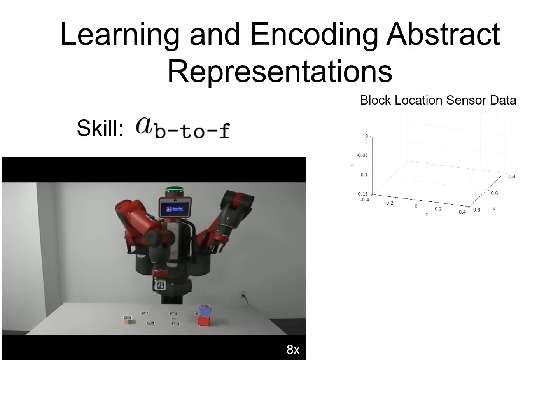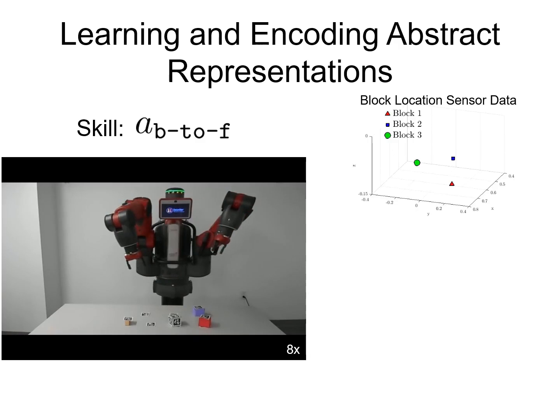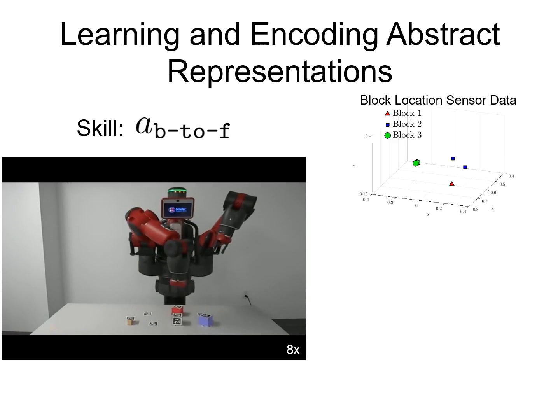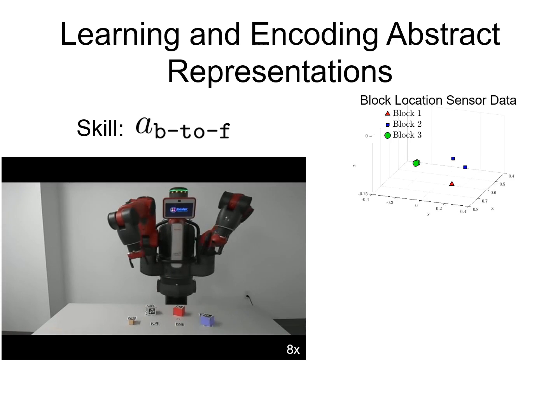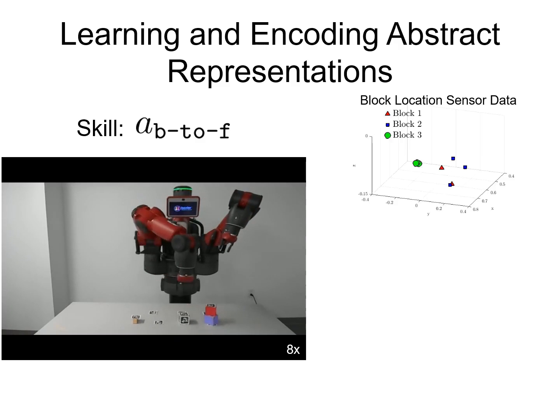To encode the robot's capabilities into a linear temporal logic formula using sensor data, we perform multiple executions of each skill to learn an abstract representation of the skill. Shown here is skill B2F. We then encode when the skill is allowed to be performed and its effects in a linear temporal logic formula.